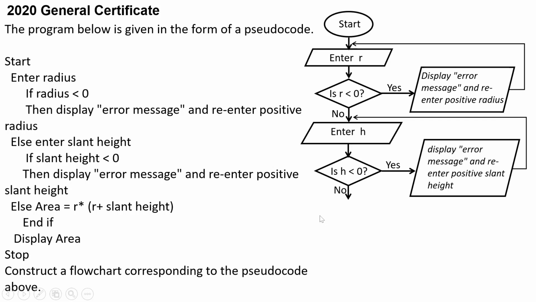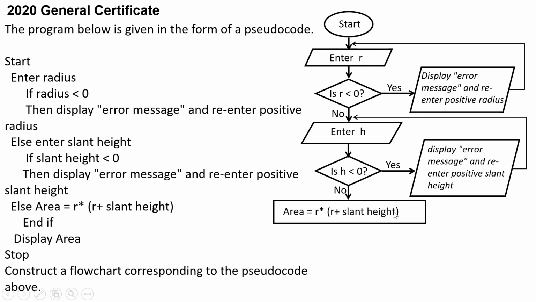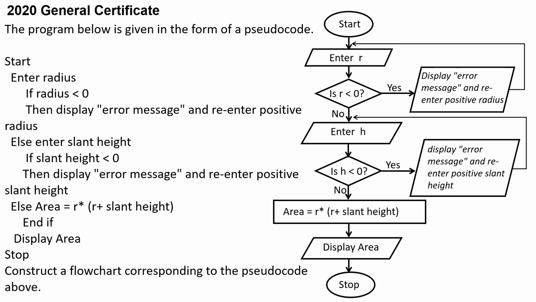So you come to this, it will process this. For processing, you use a rectangle. So you enter here, area is equal to this. Then end if. So you end here, end if, then display area. Display is represented by this parallelogram, so you write display area, then you go to stop. Stop is represented by that. So basically this is what should be done here. We have converted this pseudocode into the flowchart.